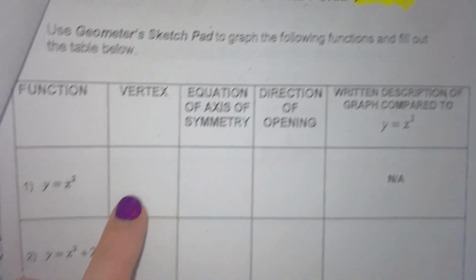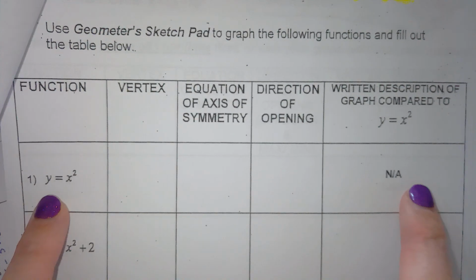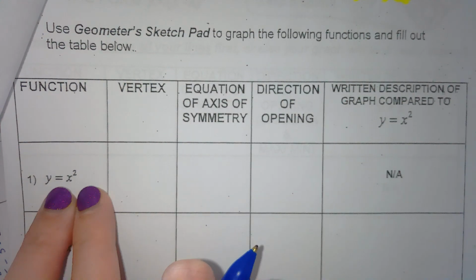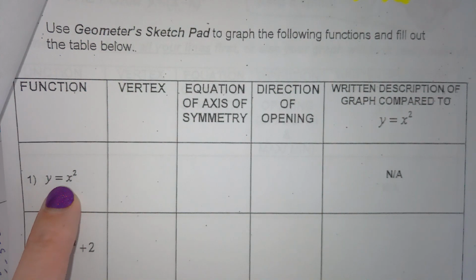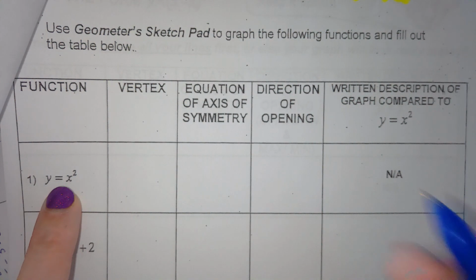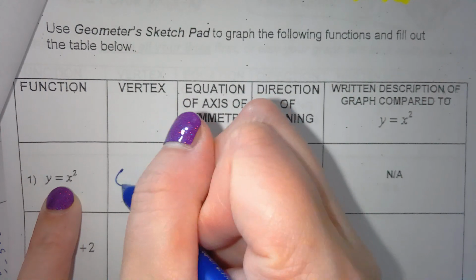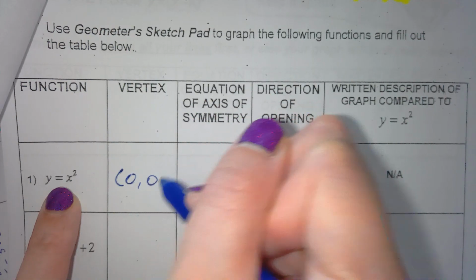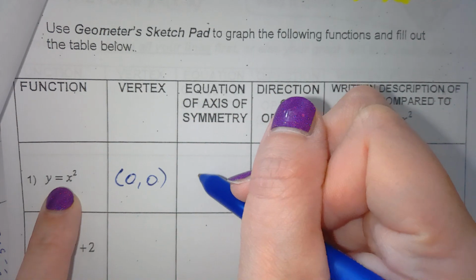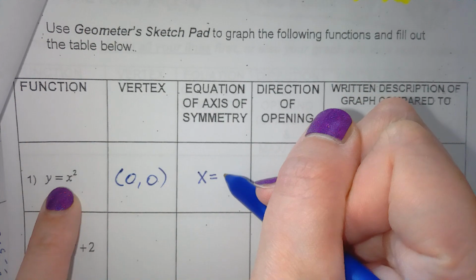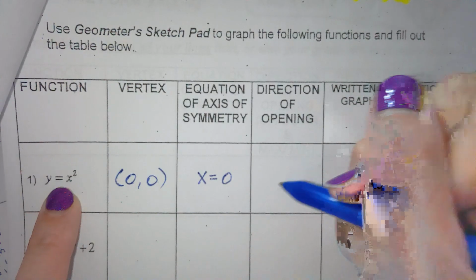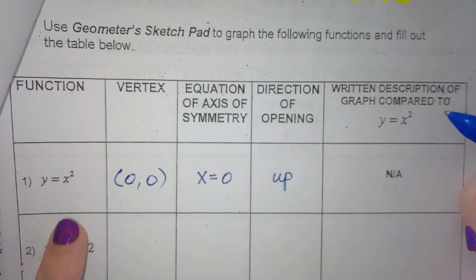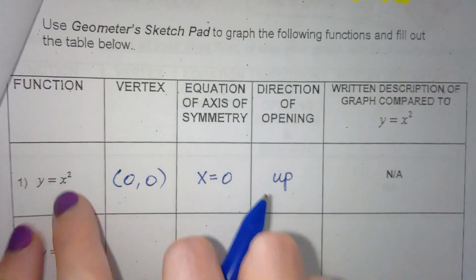For the first row of all these pages, I'm going to ask you the general one. So for y equals x squared, we know what it looks like now. That's the easy one, the basic one. So what's my vertex? Yep, (0, 0), right? Equation of axis of symmetry? Yep. Direction of opening: opens up. And how does it change from y equals x squared? Nothing, because it's just this one.